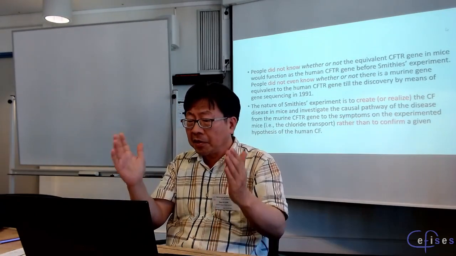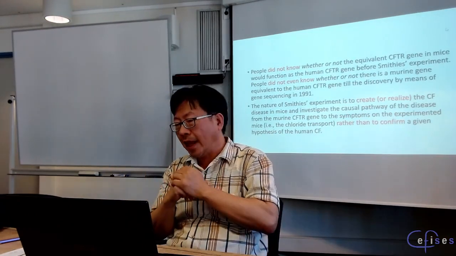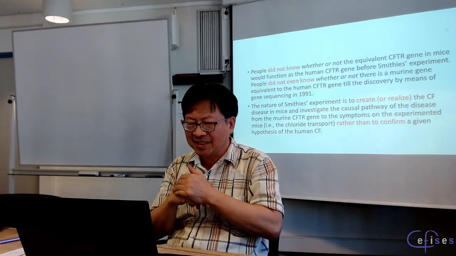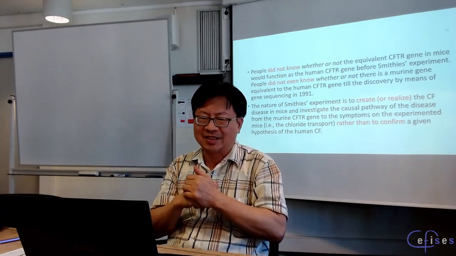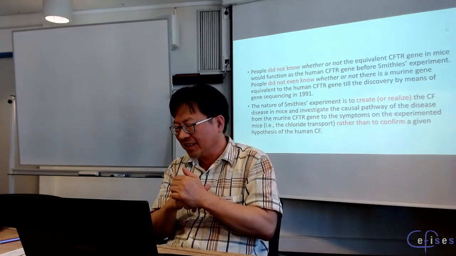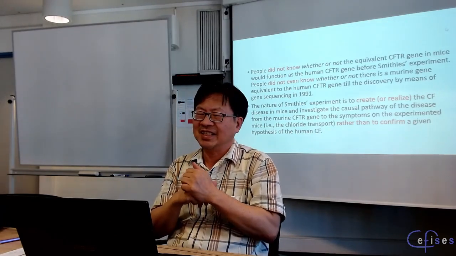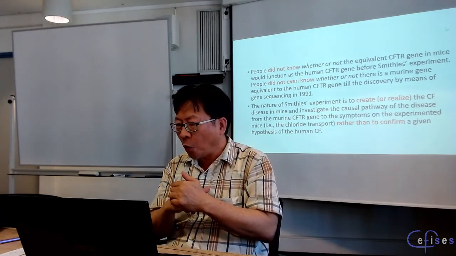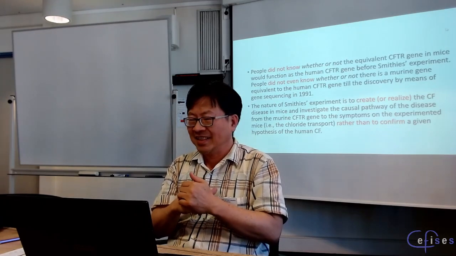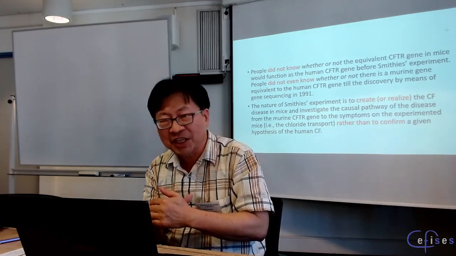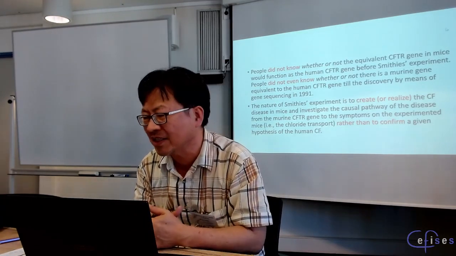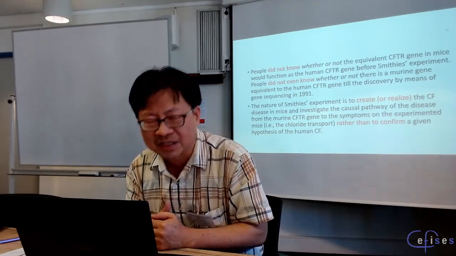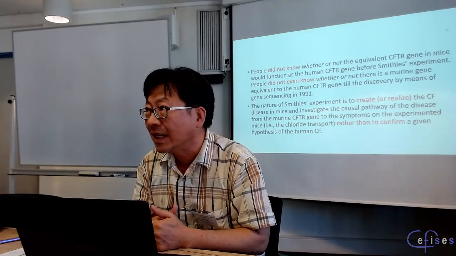People did not know whether or not the equivalent CFTR gene in mice would function as the human CFTR gene before Smith's experiment. People did not even know whether or not there is a murine gene equivalent to the human CFTR gene till the discovery by means of gene sequencing in 1991.